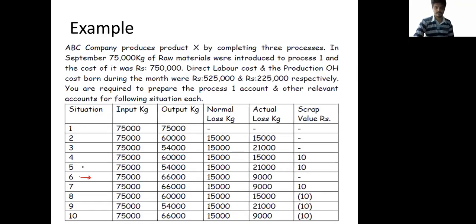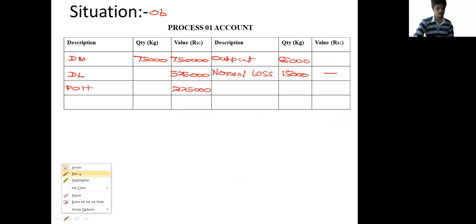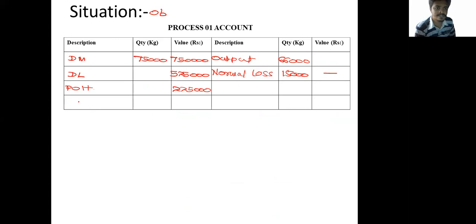In the earlier one, situation 5, the actual loss was greater than the normal loss, so we identified that point as abnormal loss. Here you can see abnormal loss, in situation number 5. In this particular situation, we are having abnormal gain. That means output is greater than what we expected. Abnormal gain we can record from the debit side. We recorded the abnormal loss on the credit side, as you may remember. So abnormal gain, we need to record on the debit side.